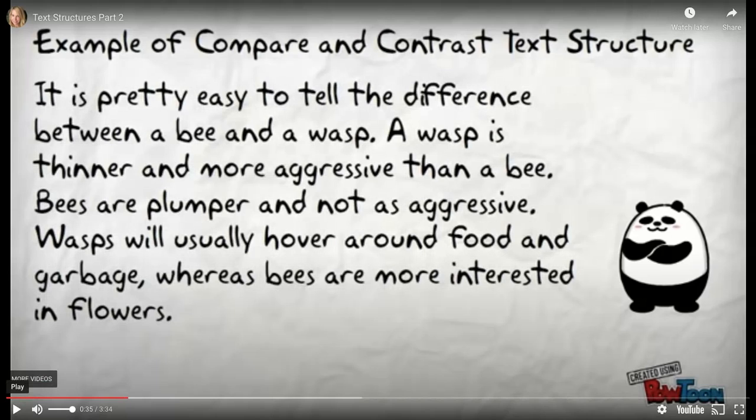This is an example of what a paragraph in a text that's organized with the text structure of compare and contrast might read like. It is pretty easy to tell the difference between a bee and a wasp. A wasp is thinner and more aggressive than a bee. Bees are plumper and not as aggressive. Wasps will usually hover around food and garbage, whereas bees are more interested in flowers. Did you get those signal words that are included in this paragraph? Signal words like difference or more than or usually or whereas. Those are words that compare and contrast.